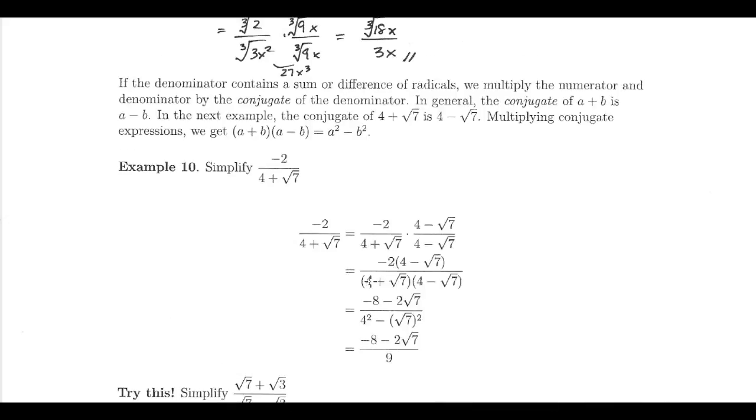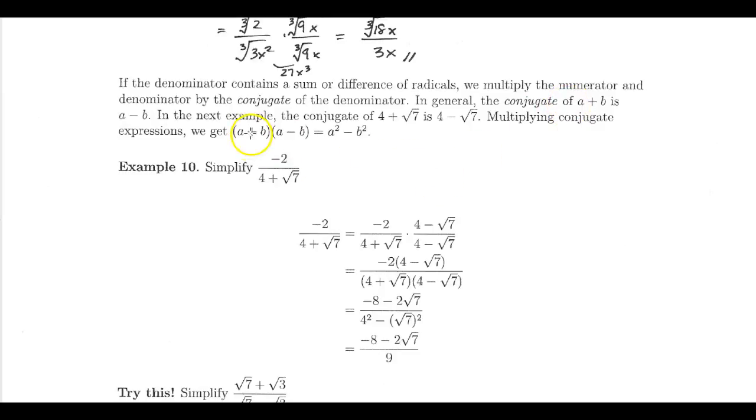Sometimes we have a situation where the denominator has a sum or difference of radical expressions, something like 4 plus root 7. And an expression like 4 plus root 7 has what's called a conjugate. All we do when we take a conjugate of a binomial expression is change the middle sign to the opposite sign. So the conjugate of a plus b is a minus b, and vice versa. The conjugate of a minus b is a plus b.